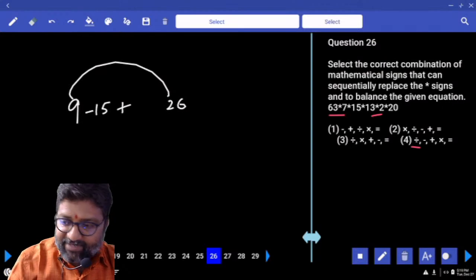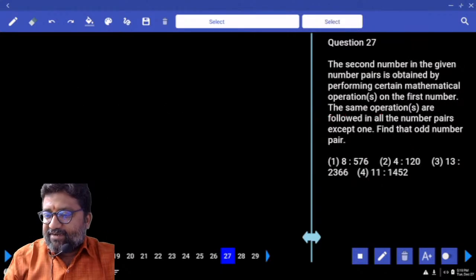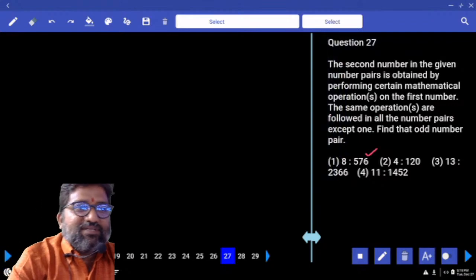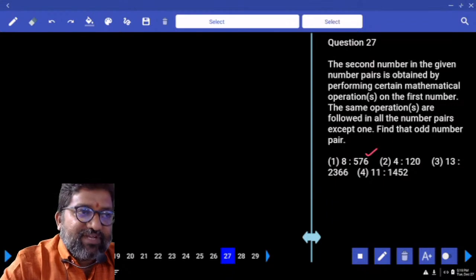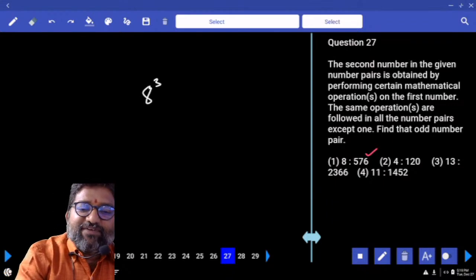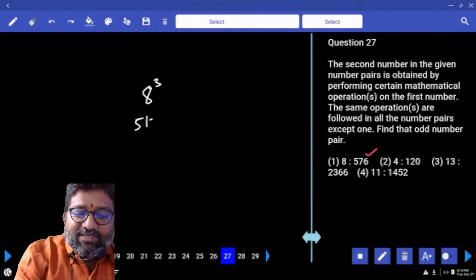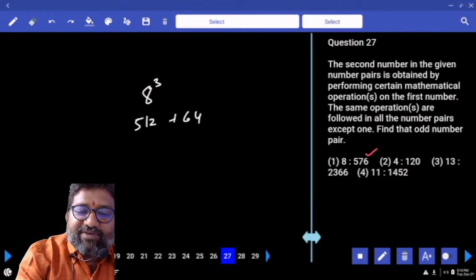Smart work, speed work. Next, 8 and 576. This number is almost close to the cube of 8. What's the cube of 8? 512. 8 cube is 512. How much extra is needed? 64. And 64 is 8 square.